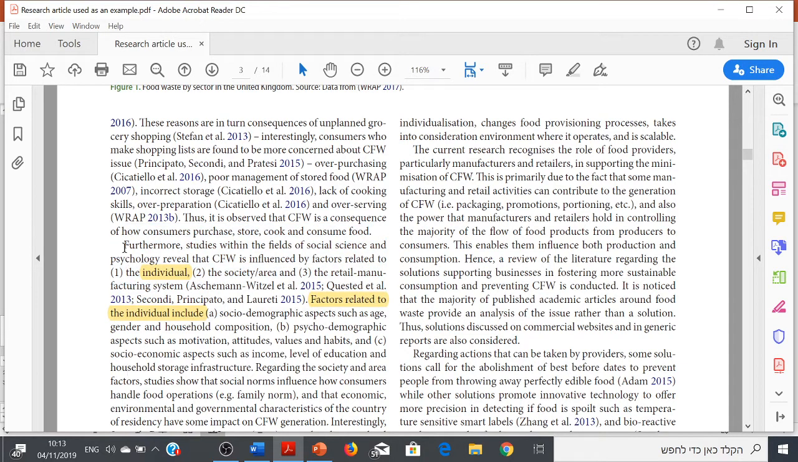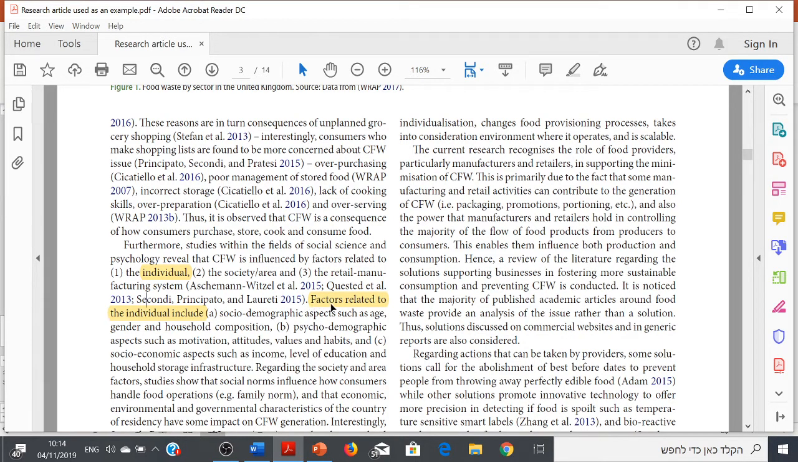All right, one second, let's just mark the correct place. Here it is. So, furthermore, studies within the fields of social science and psychology reveal that CFW, consumer food waste, is influenced by factors related to the individual, society, area, and the retail manufacturing system. But that's not what I want. We want to know what factors are related to the individual, how the individual contributes to food waste.